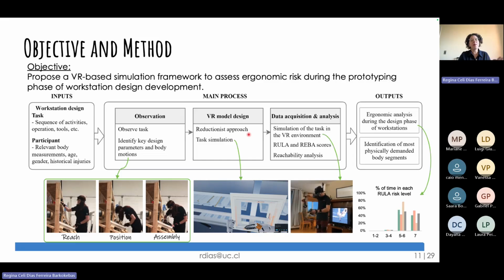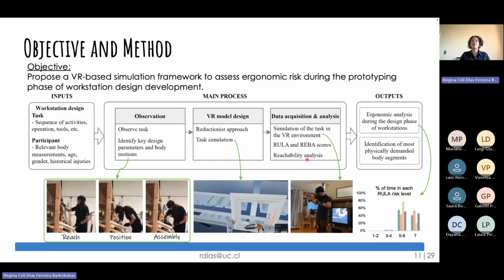So I try to make the models kind of minimalistic, but making sure that the elements related to the main motions are there. And then we can simulate the task using the virtual reality. And once we have the virtual reality done, we can invite workers or volunteers to do the simulation. And then with the body motion collected, I can calculate the RULA and REBA scores, so I can have my ergonomic risk assessment.